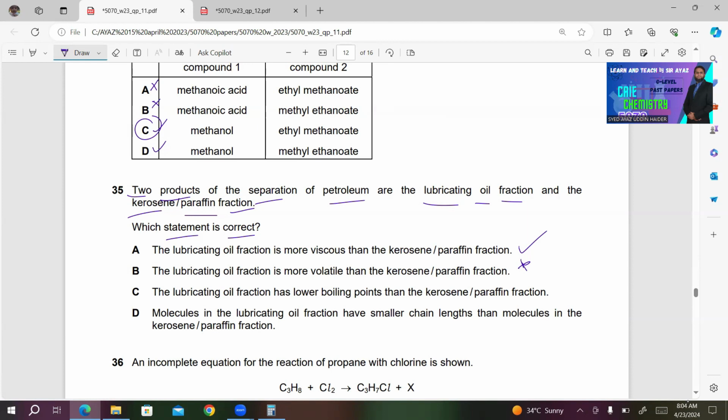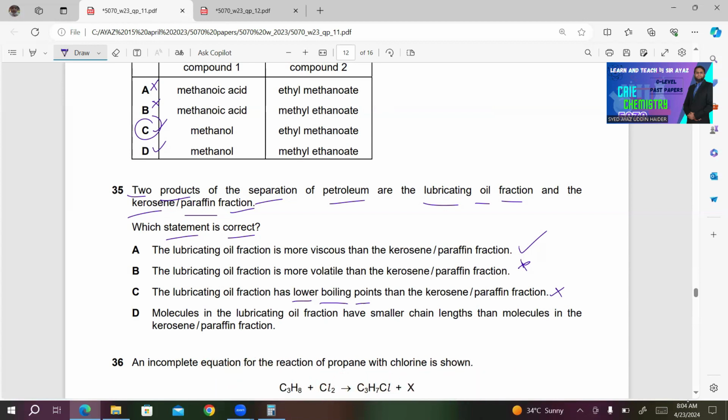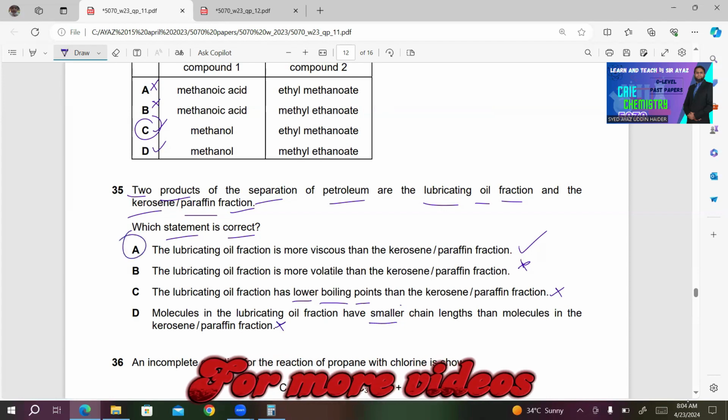C, the lubricating oil fraction has a lower boiling point than the kerosene paraffin fraction. This is also incorrect. The lubricating oil fraction must have a higher boiling point than kerosene. D, molecules in the lubricating oil fraction have smaller chain lengths than molecules in the kerosene paraffin fraction. This is also incorrect because molecules in the lubricating oil fraction have large chain lengths when you're comparing with the kerosene or paraffin fraction. So A must be the right answer for 35.